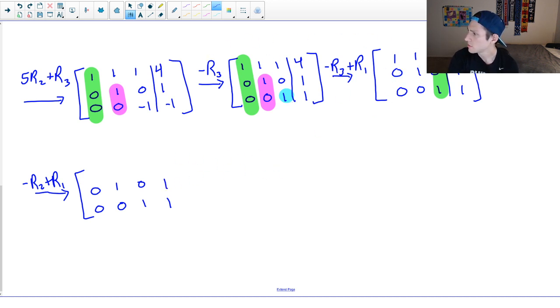So negative 1 plus 3, that's 2. Negative 0 plus 0, great, that's still 0. Negative 1 plus 1, 0. Negative 0 plus 1 is 1.